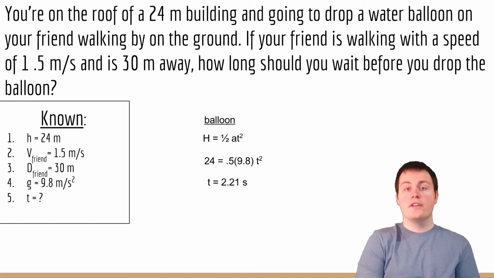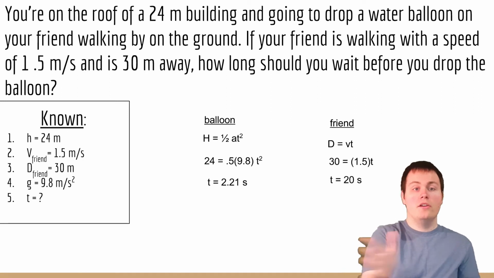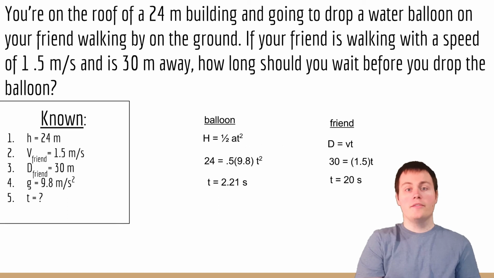Next, we look at our friend, and because he is not accelerating, it's constant velocity. It's actually a pretty simple equation. It's just distance is equal to velocity times time. So we plug in again what we know, and we solve for time. We know it's going to take our friend 20 seconds to get from where he starts 30 meters away all the way to be right below us, right in the path of our balloon.